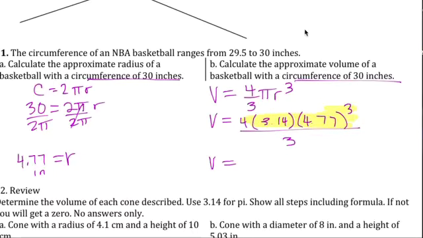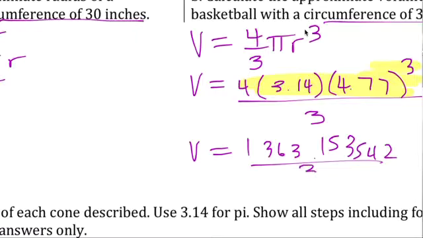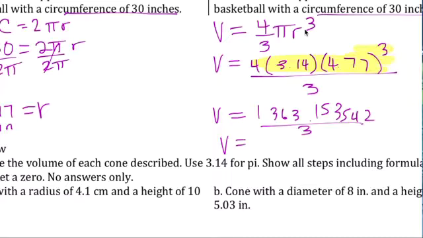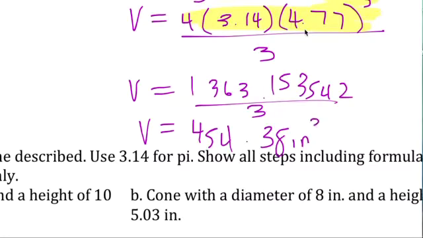And that's 108 times that by 3.14 times that by 4. You get 1363.15... 3542. Divide that by 3. You get the volume is 454.38, and this is inches cubed.